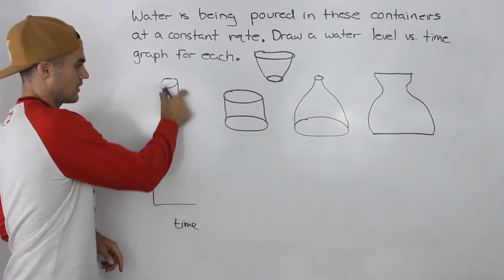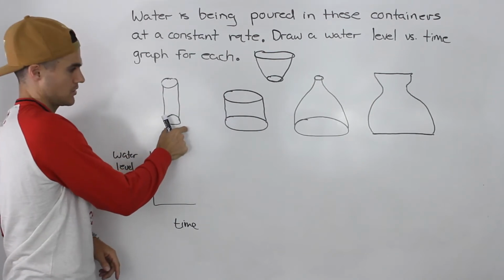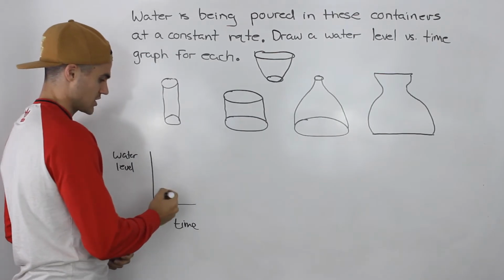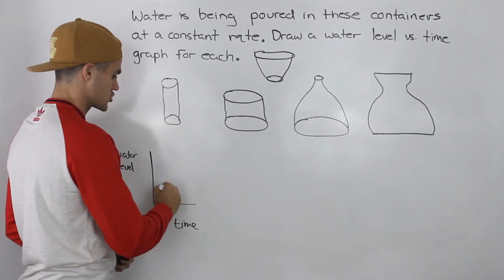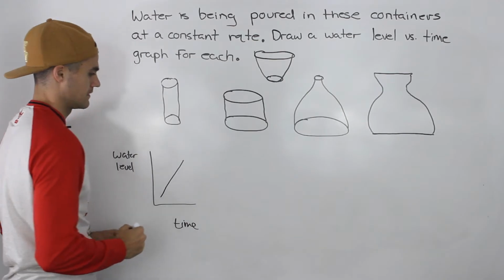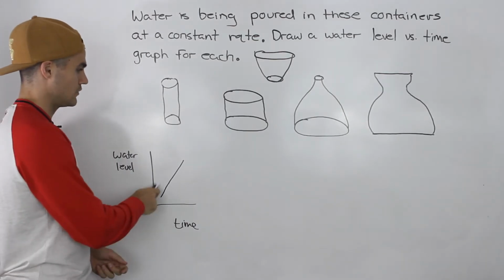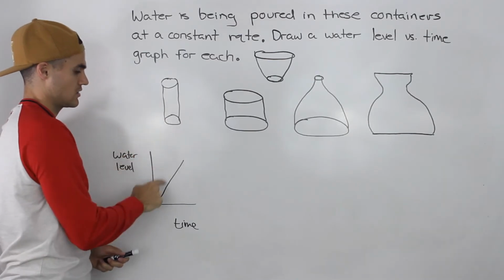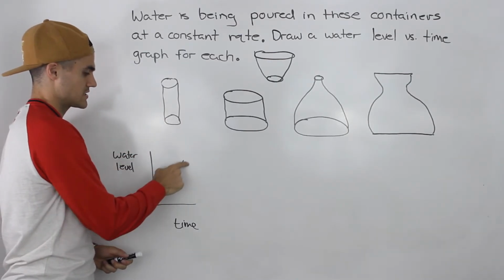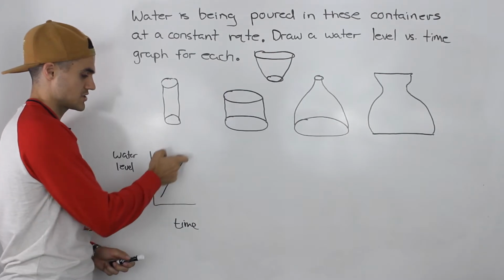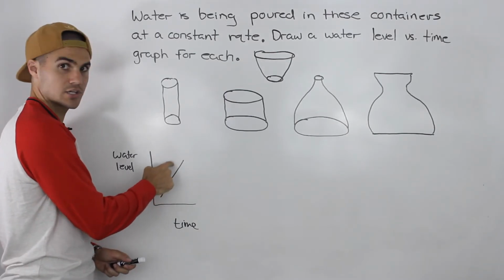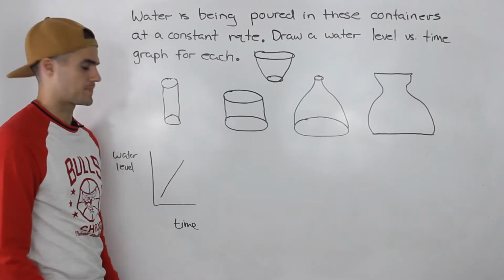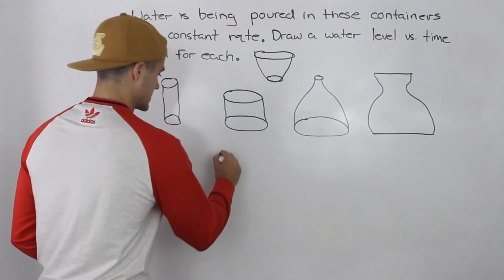Notice how this container has a constant diameter. So we know the water level is increasing and its rate of change is going to be constant. So it's just going to be a straight line like that, right? Water level is increasing. Diameter is constant, so it's increasing at a constant rate, so it's just a straight line. If we draw the slope of a tangent on this line, all the slopes are going to be the same. Now, what about this container over here?